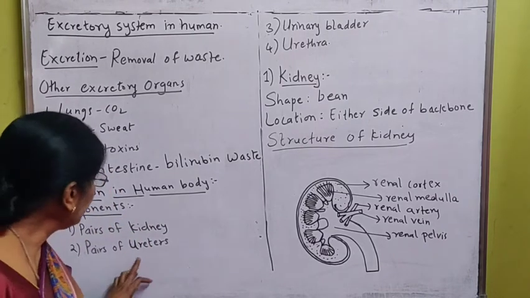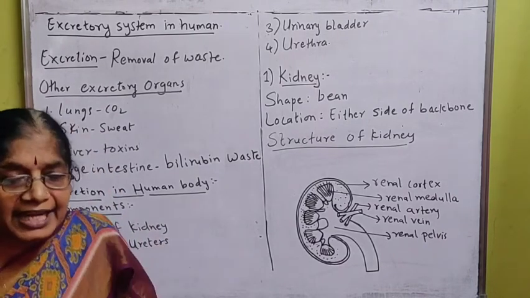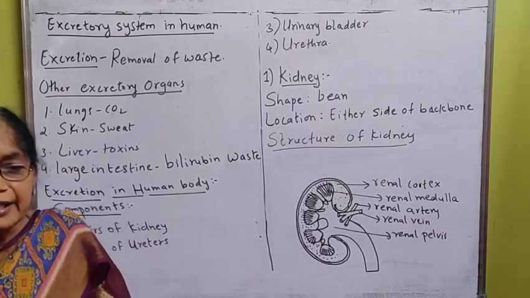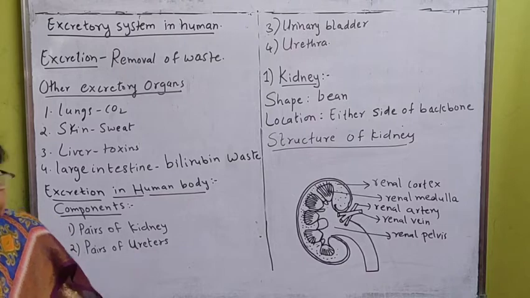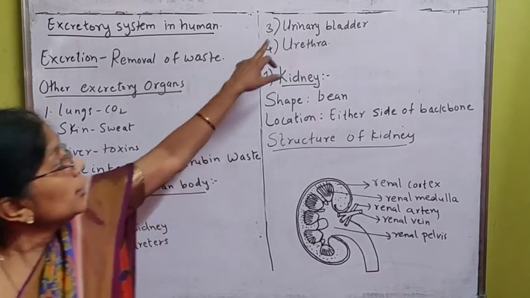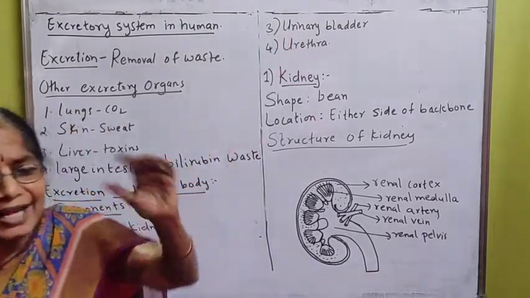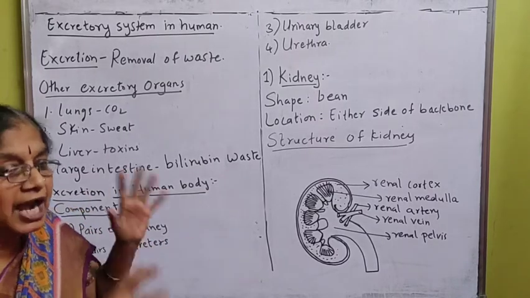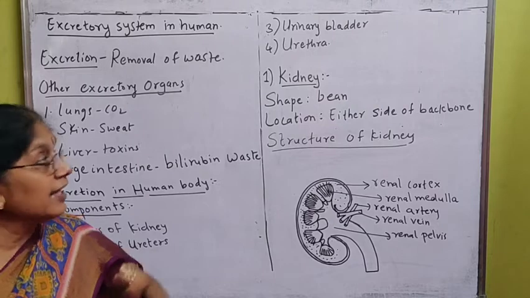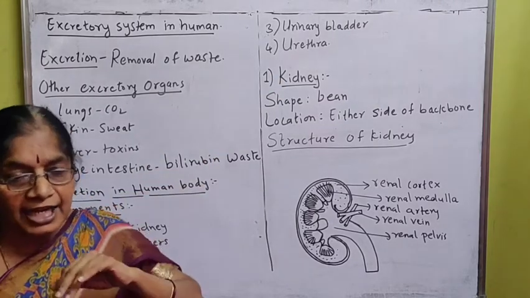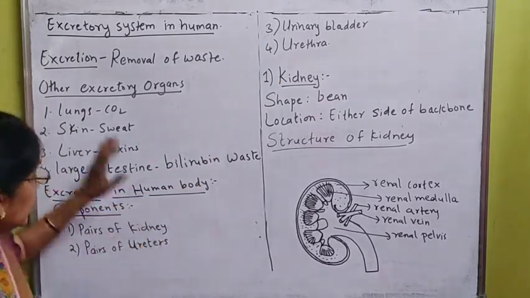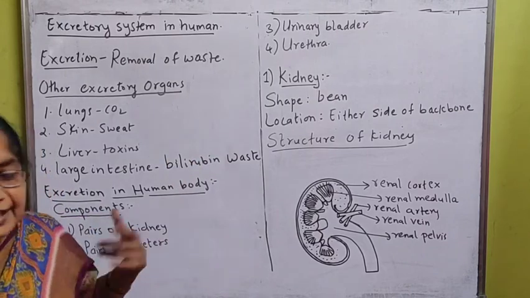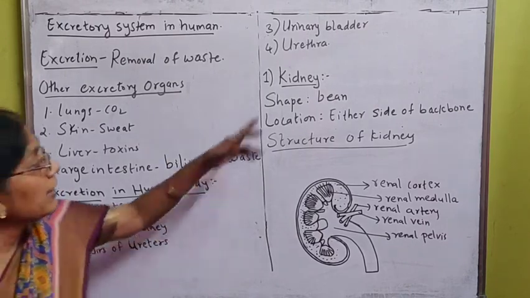Pair of ureters: both kidneys are attached with a tube-like structure which carries the unwanted waste for disposal, so a pair of ureters is there. Urinary bladder is a bag-like, pouch-like or sac-like structure in which the unwanted waste is collected. Urethra is the tube through which the unwanted waste is thrown out. So these are the important components of what we call the excretory system in our human body.